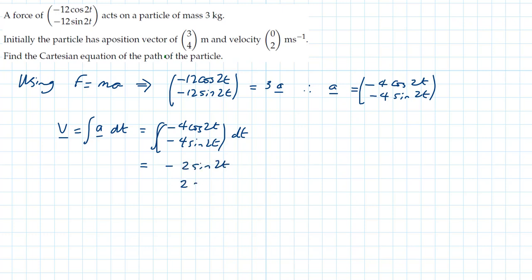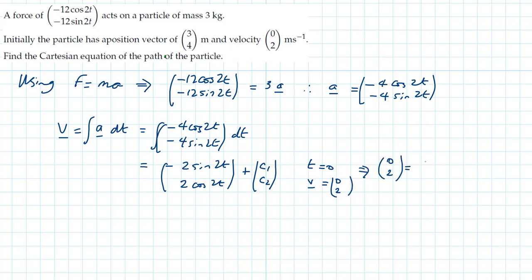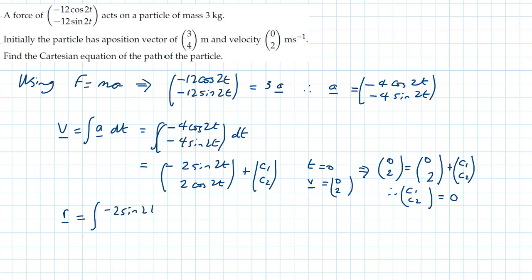But don't forget, we're going to get constants of integration. So we have to use the starting conditions that we were given to establish what the constants are going to be. Now you need to remember that when t is nothing, the cos of nothing is 1. So 2 times 1 is 2. So that's thinking through how the values of c1 and c2 are worked out. But in this case, we're able to establish that c1 and c2 will both be 0.